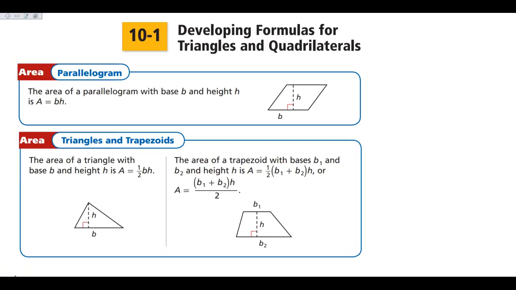Hello everyone. Today we are looking at section 10.1, which is developing formulas for triangles and quadrilaterals. So what we are looking at today is finding the area of triangles and several different quadrilaterals. We're going to look at parallelograms, trapezoids, rhombuses, and kites. Okay, so the first thing that we're going to look at is the different area formulas.